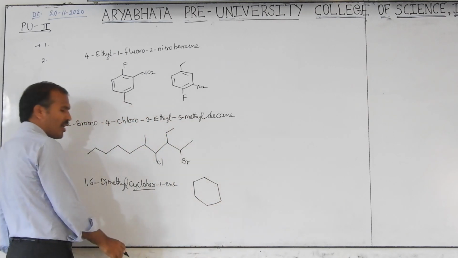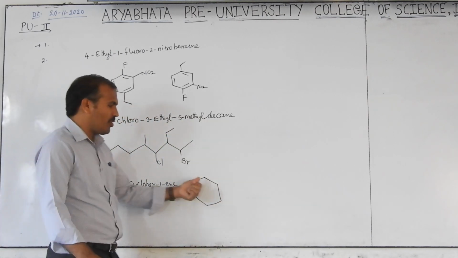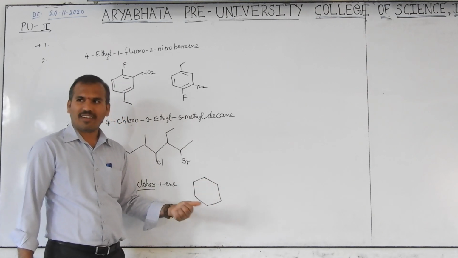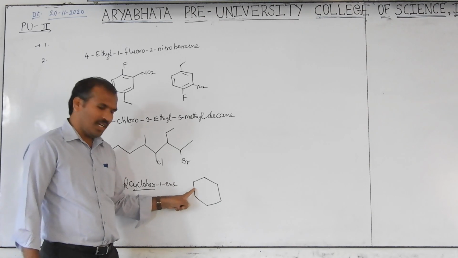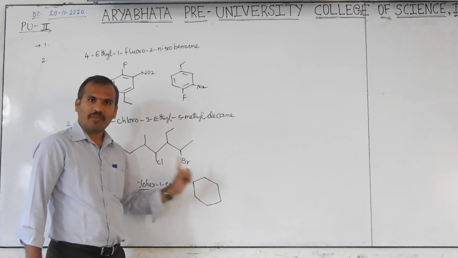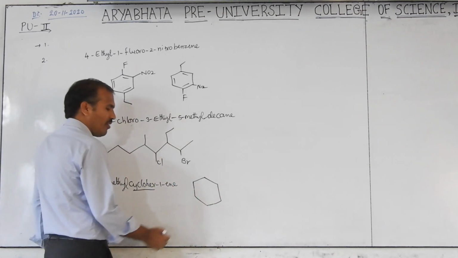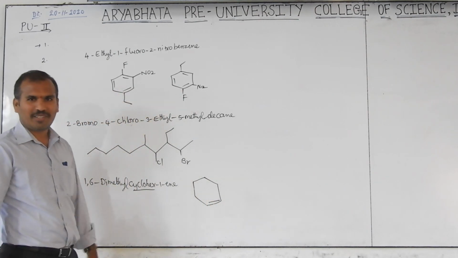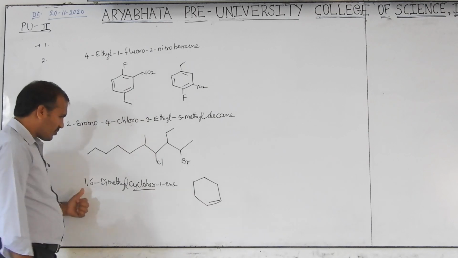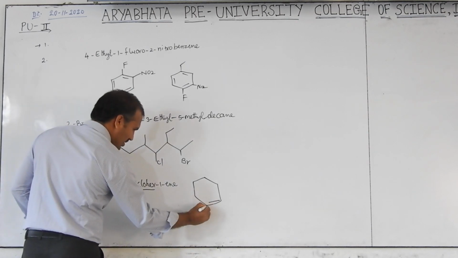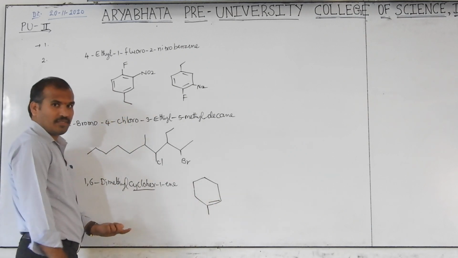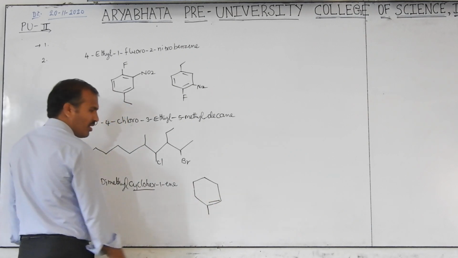At which position do we have the double bond? Any one position now, your choice. Top, bottom, left, right, your choice. Anywhere you can write, no problem. If I want to write here, no problem. That is only one for me. And the next position is 6. This is 1, or here also 1. That is your choice.